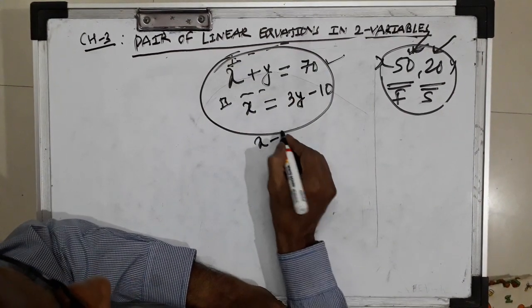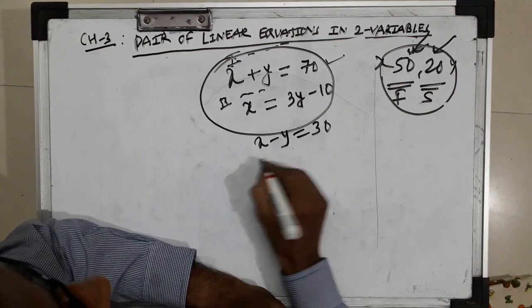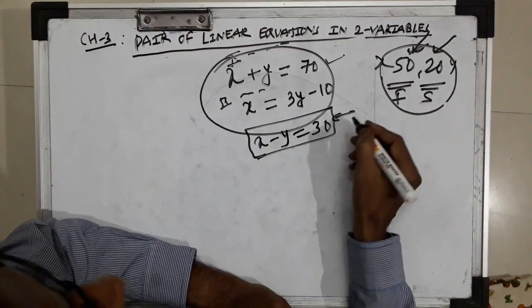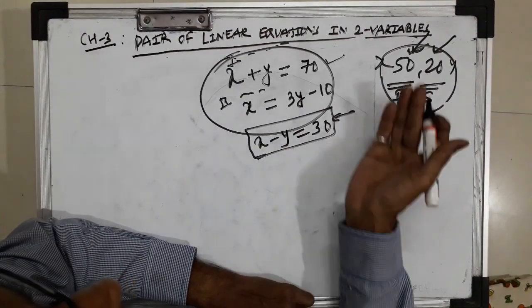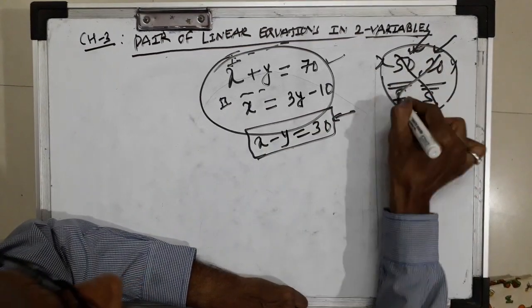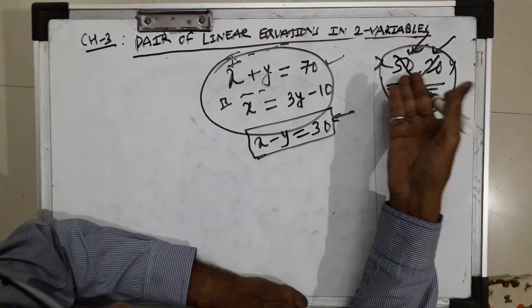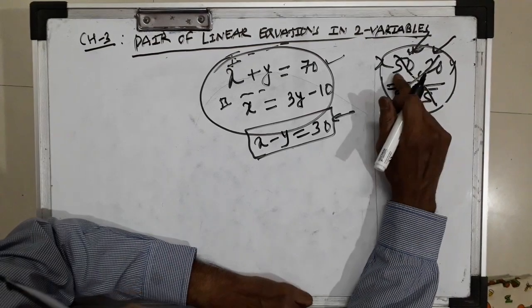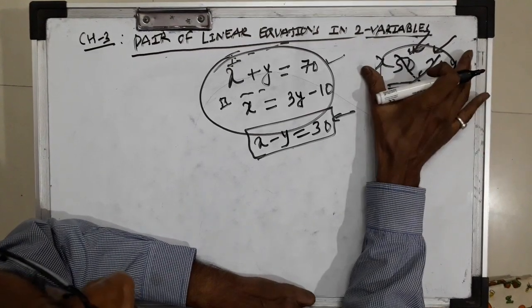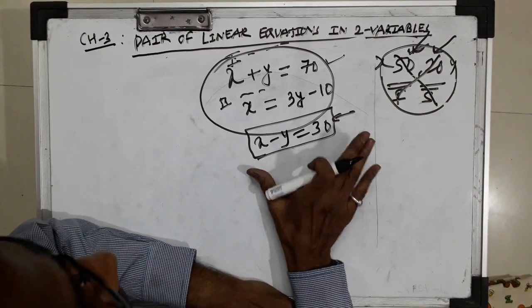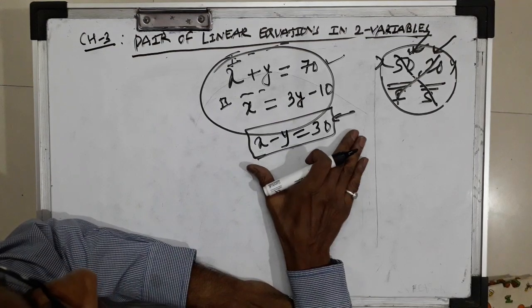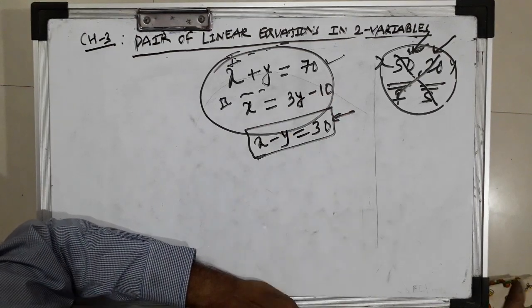Or the difference of the two ages is 30 years. They can provide this statement also. Just how to convert the statement, these are the answers for this. If you solve these equations, you can definitely get these answers as 50 and 20. We are not going to see how to solve the equations in this video. In this session we are going to see only how to form the equation.